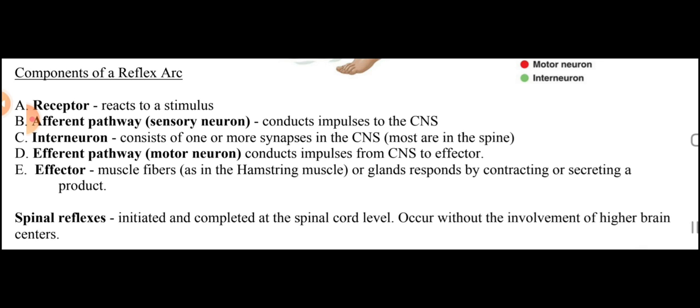Efferent pathway, which consists of a motor neuron which conducts impulses from the central nervous system to the effector. The effector, muscle fiber, as in this case the hamstring muscle, or glands, respond by contracting or secreting a product.